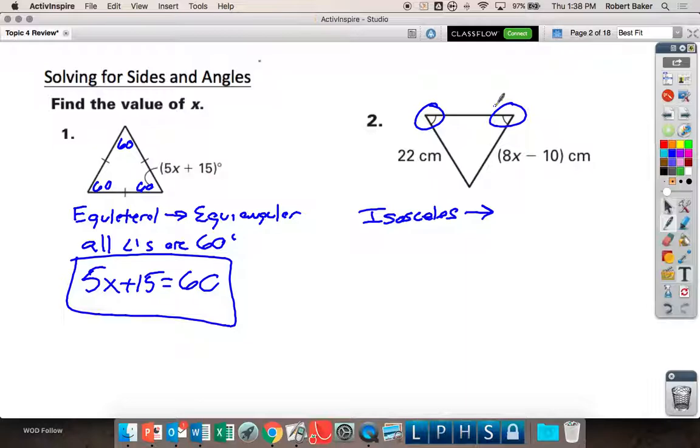But it has two congruent legs. Because it's isosceles and it has two congruent base angles, you know that these legs are equal to each other. Now, could you have guessed on that problem and said 22 equals 8x minus 10? Yes, you could have guessed and got it correct. But that's where I'm going to stop. You have to solve this by yourself to get the x equals answer.